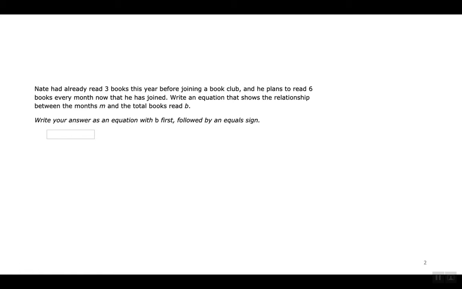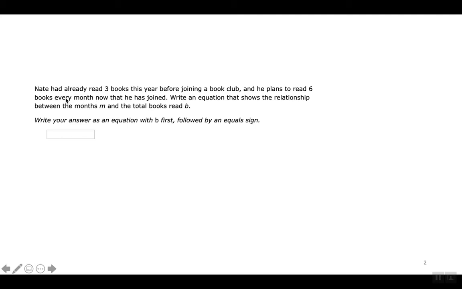The first types of questions, you're just going to write an equation for the word problem in slope-intercept form. And the second half, you're going to have to write the equation and solve it. I'll show you when we get to that. So let's look at this first problem here.